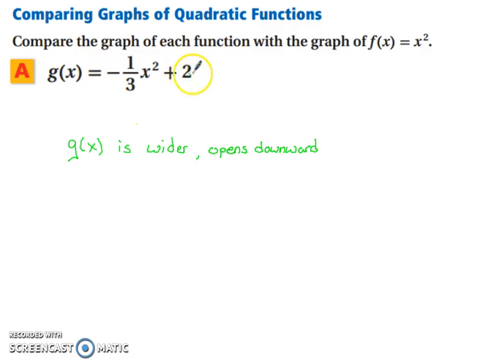And now we have our c value. In this case, it's a positive 2. So it's going to translate up 2 units. And when I refer to it, I mean the vertex, to be a little more specific.